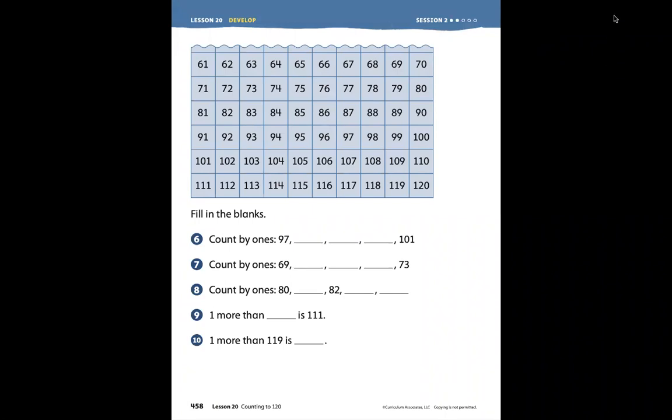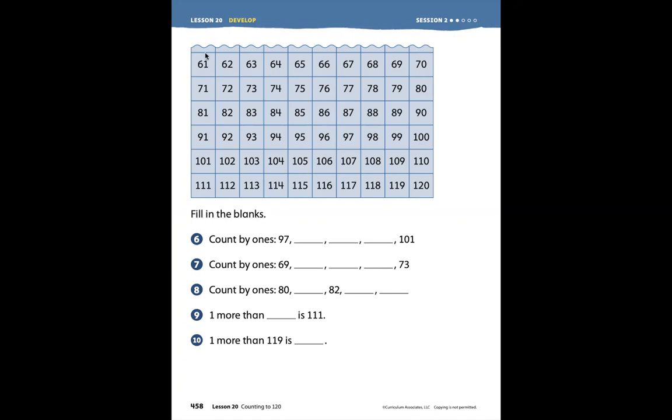Lesson 20, Session 2, page 458. Counting to 120. It is so important every single time we are looking at numbers that we look for patterns that repeat themselves. Here it says fill in the blanks.